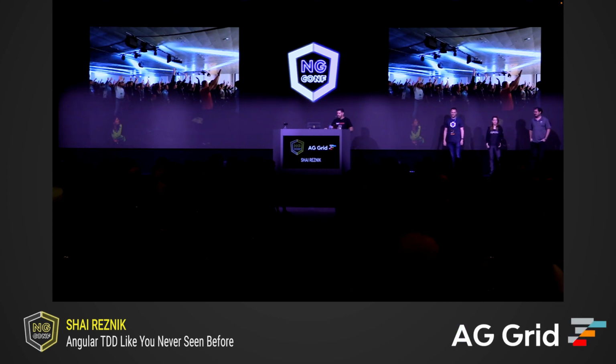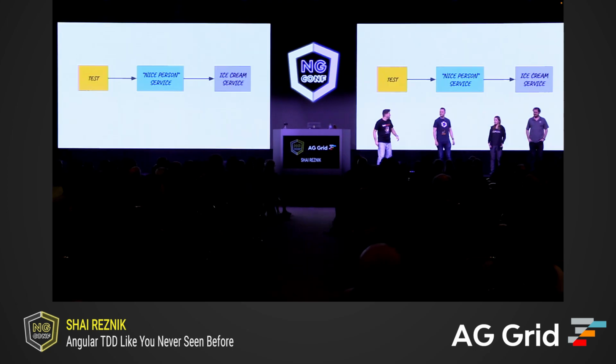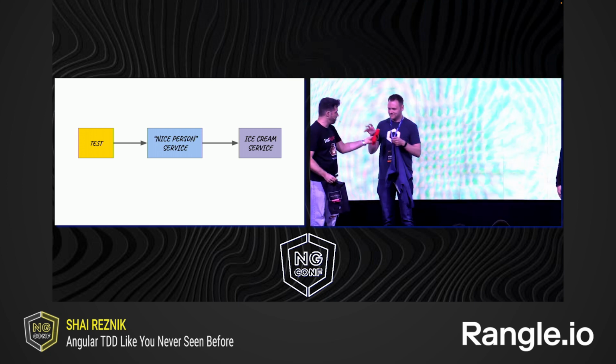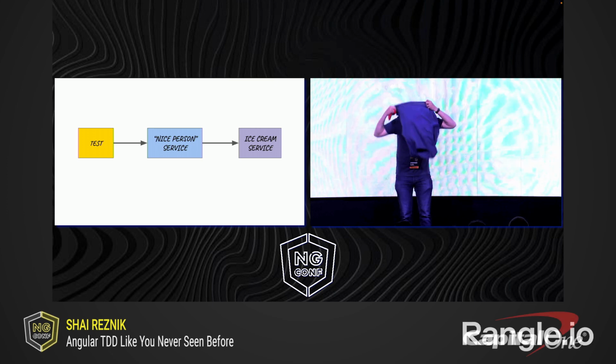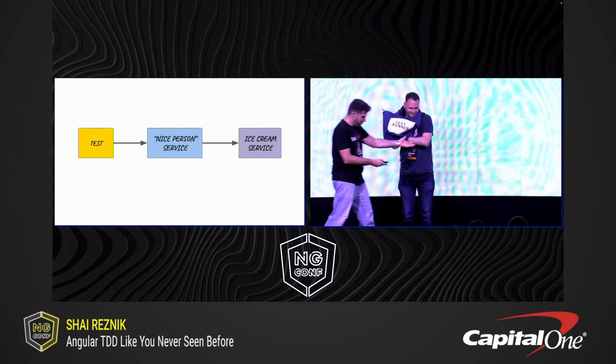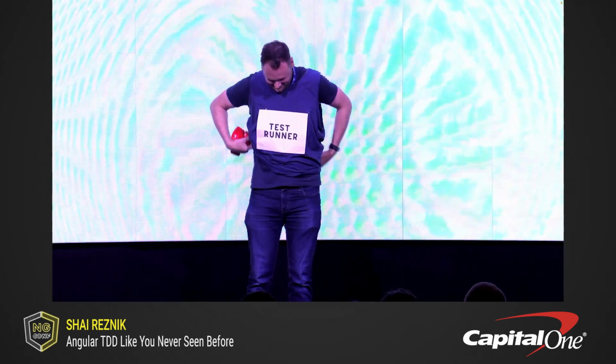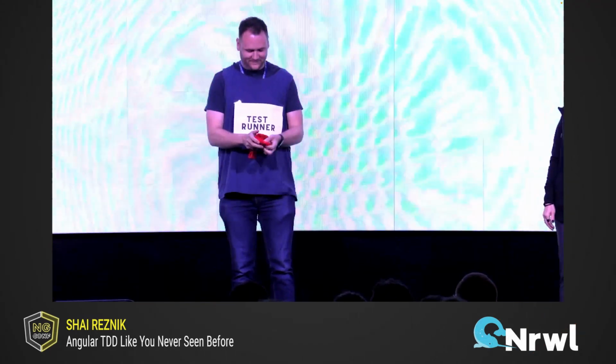Now, let me check the thing here. So, let's see. Okay, so this is our high-level overview. And we have the test, we have the nice person, and we have the ice cream service. So, you are first, you will be the test runner, okay? You have a tank top with the test runner, okay? Because you are a runner. Now, the next one is a nice person. Okay, you will be the nice person. You are nice. And I didn't know who would be next, like stand in the middle, but it's you, so I'm sorry about that.